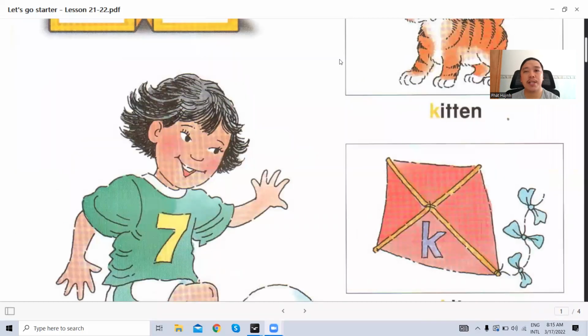Now, picture number four. It's a boy or it's a girl? Students, it's a boy or it's a girl?